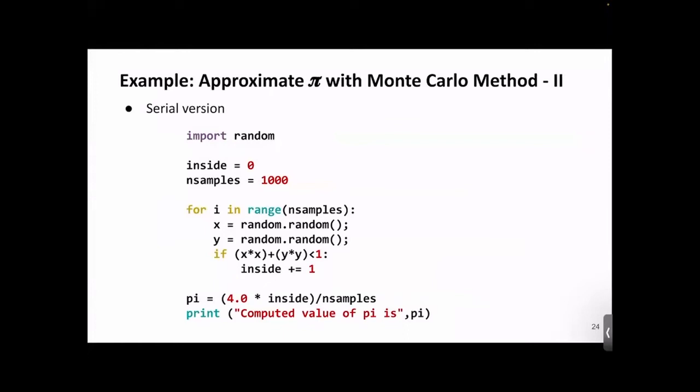This is a serial version to calculate that. If you're running on your computer, as long as you get a Python console or your favorite Python IDE out there, just copy and paste it and you can run it. You can see there is a number of samples here, which is the total number of points you want to randomly generate.